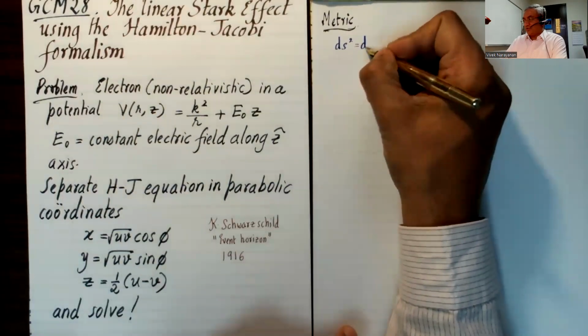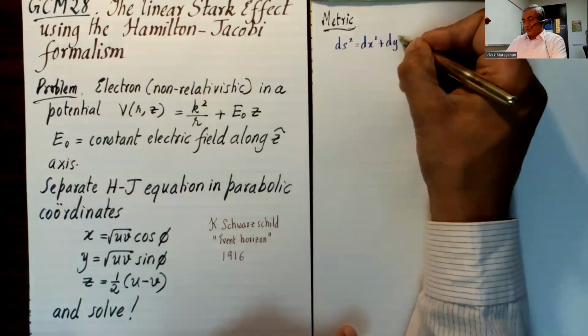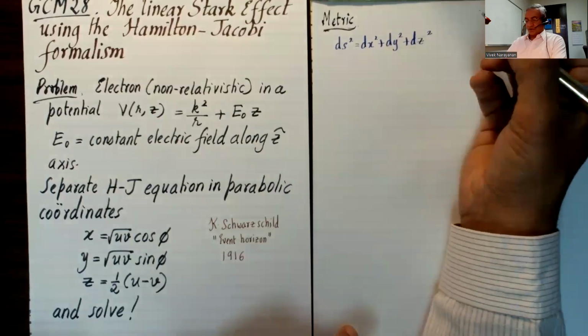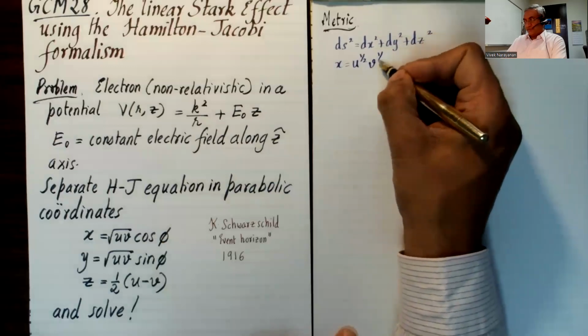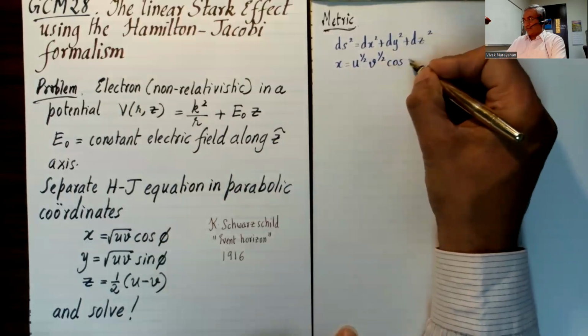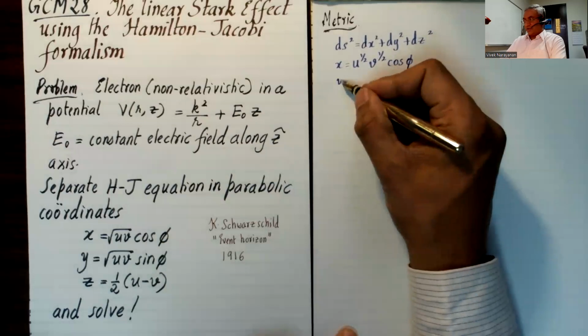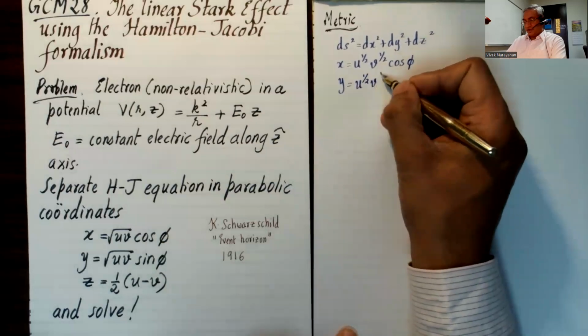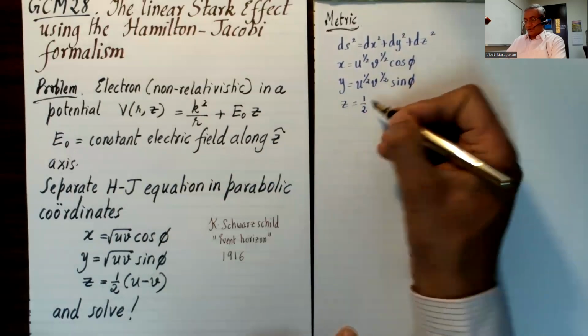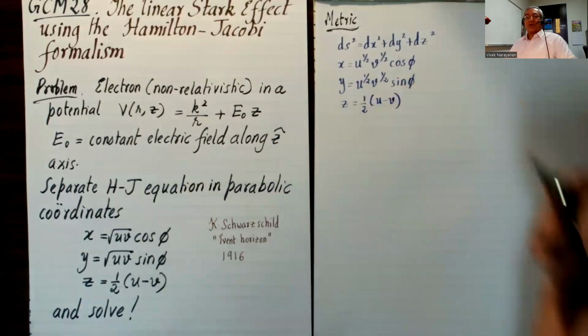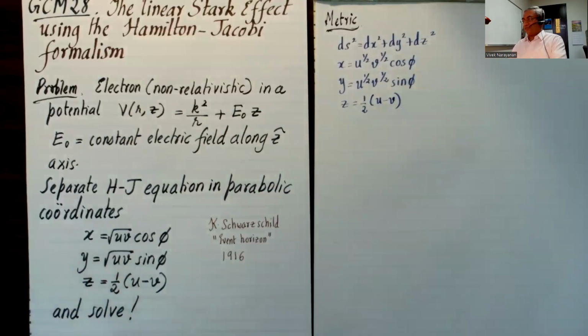ds squared equals dx squared plus dy squared plus dz squared. X in our case is u to the half v to the half cosine phi. Y is u to the half v to the half sine phi, and z equals 1/2 u minus v. Those are the transformation equations. I've taken it from here. Now, all I have to do is write dx, dy, and dz, and then square them. Well, that's just a lot of algebra. Let's do it.